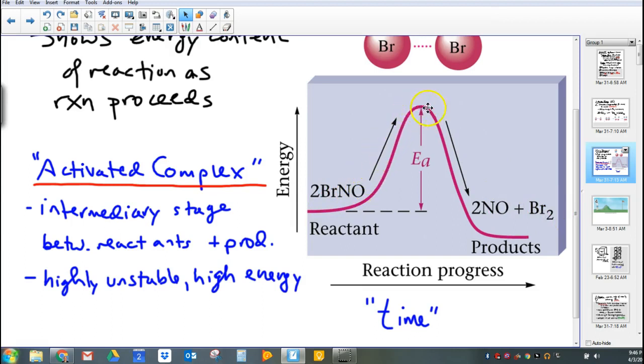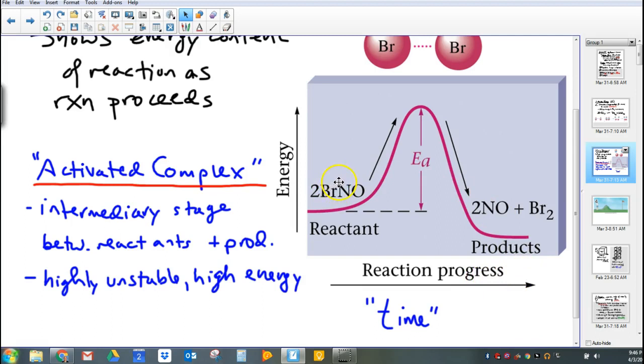Let's look at the axes of this graph. On the left, going from low to high, is energy. What is the energy content of the reactants versus the products? And this is the reaction progress. And essentially you can think of this as the progress of the reaction over time.